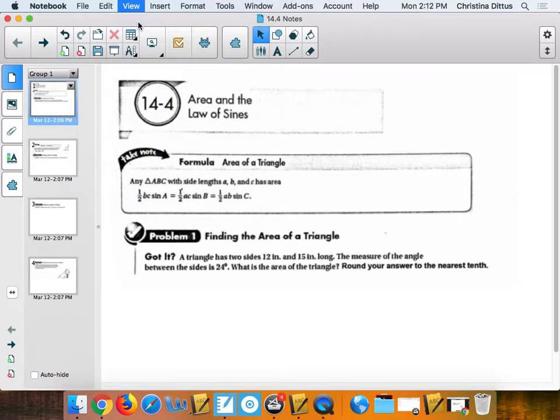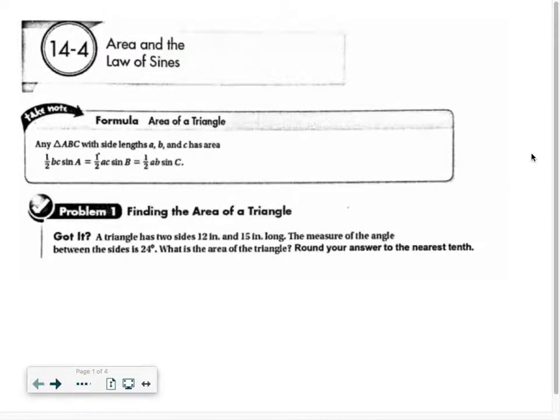Areas of triangles and the law of sines. What's cool about the law of sines is you don't have to have a right triangle. First thing we're going to talk about is area of a triangle. A lot of you know the area formula is half base times height. Well, if we have two sides and an angle, we can also find the area of a triangle.